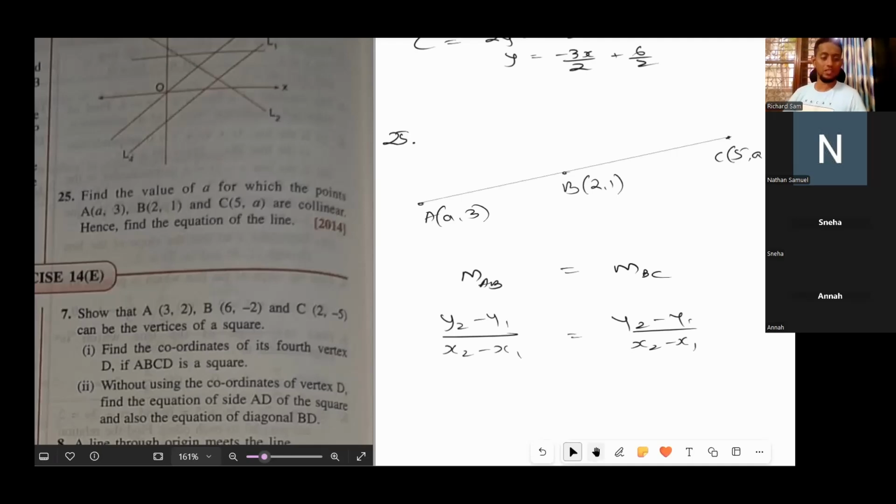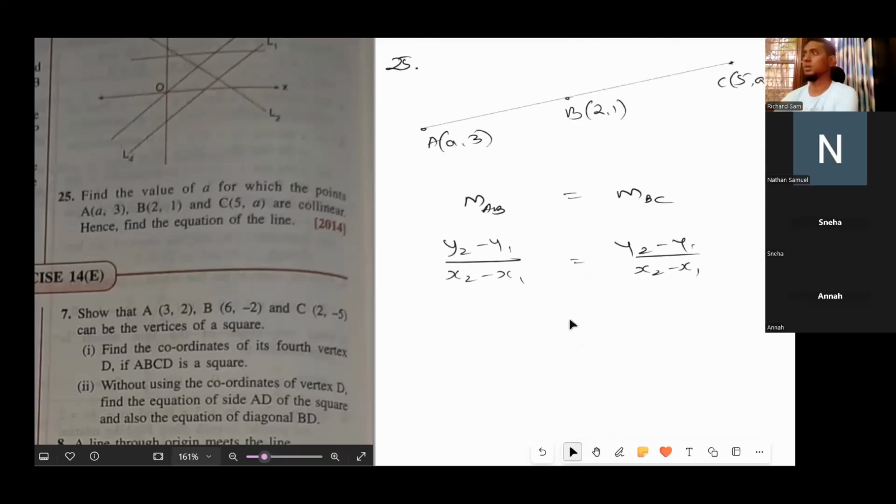Okay, did anyone get A? How much? 2. What? No one? 4 or -1. Two values? How will you get two values? It's a linear equation, no? Did you do square or what? Where square?